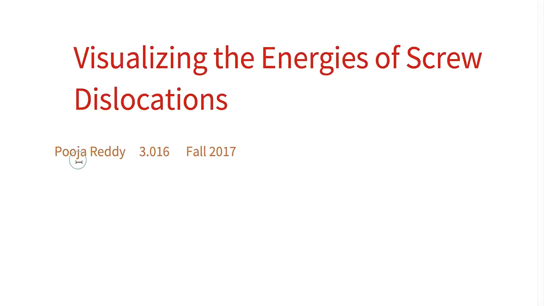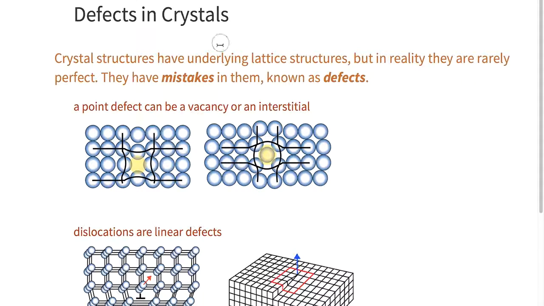Hi, I'm Pooja. Now I'll be talking to you about how you can visualize the energy of defects, specifically focusing on screw dislocations. So crystals have an underlying lattice structure, but in reality they're rarely perfect. They usually have mistakes in them, which we call defects.